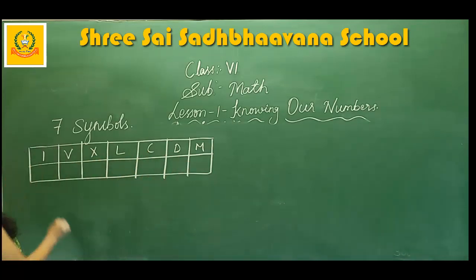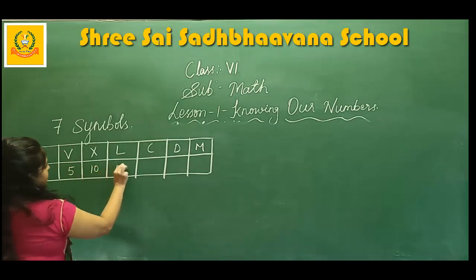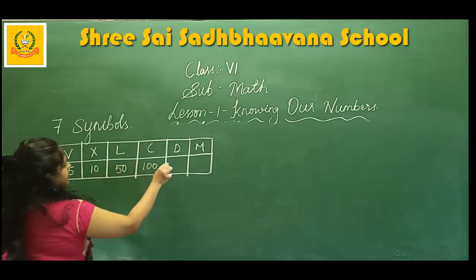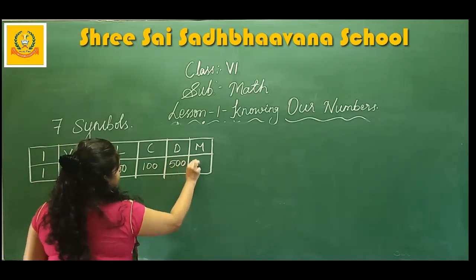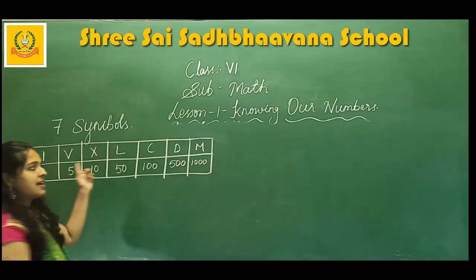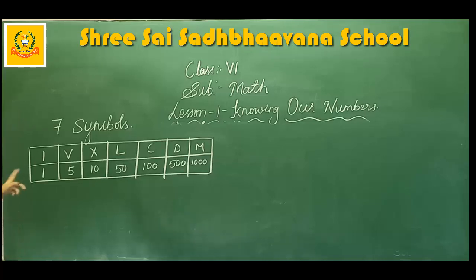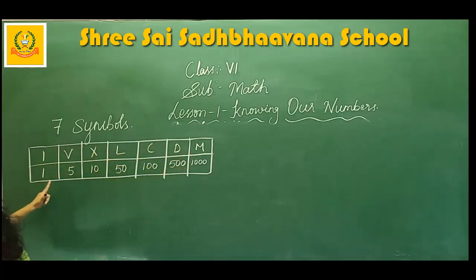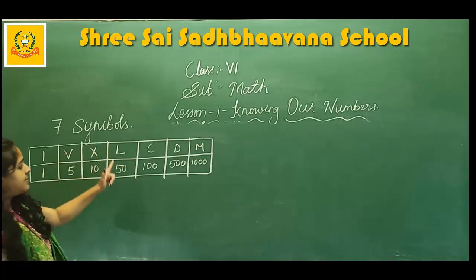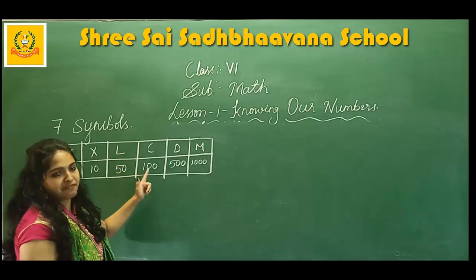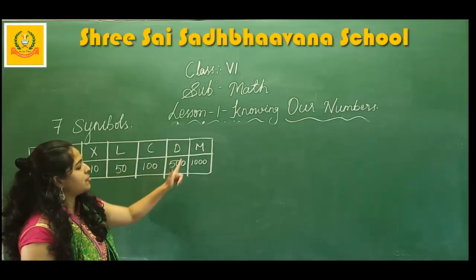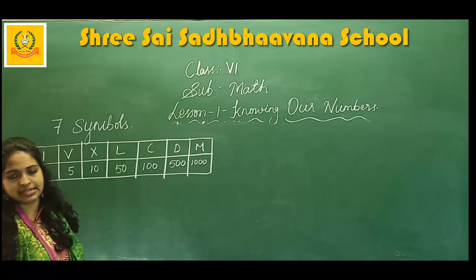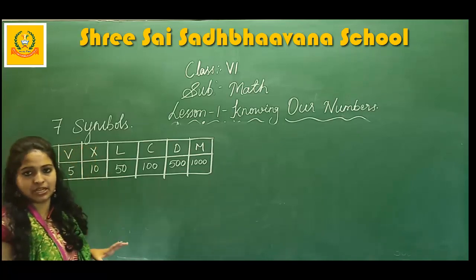I stands for value 1, V is 5, X is 10, L is 50, C is 100, D is 500, M is 1000. These are the 7 basic symbols. You have to learn these symbols, okay?